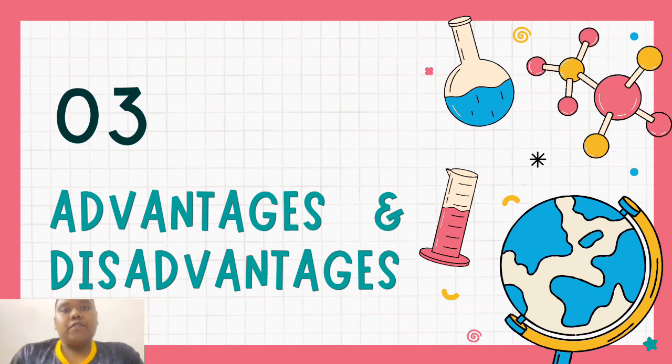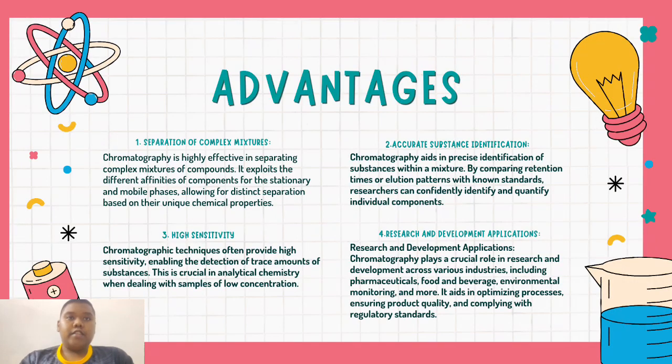So now let's move to the advantages and disadvantages of basic chromatography. Here are the advantages. First, separation of complex mixtures. Chromatography is highly effective in separating complex mixtures of compounds. It exploits the different affinities of components for the stationary and mobile phase, allowing for distinct separation based on their unique chemical properties.